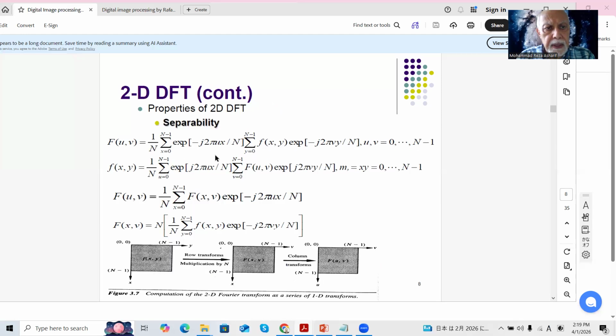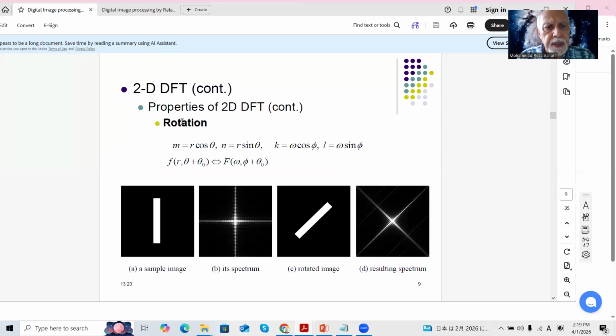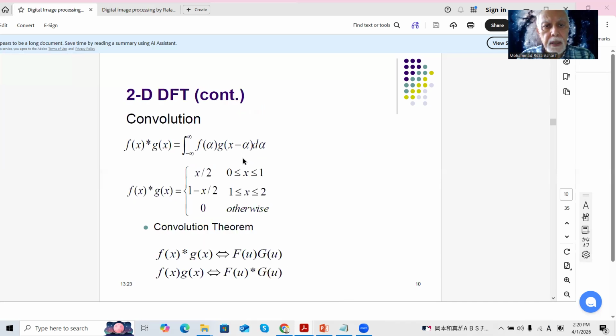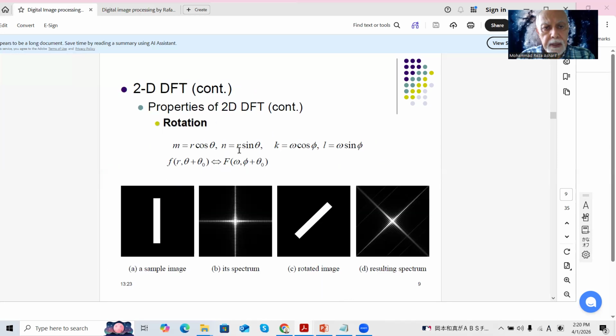And another property is rotation. Rotation is very important because if you have the original image like this, in polar coordinates r cosine theta, r theta, we have r theta. If we rotate by theta 0, for instance 45 degrees here, then the frequency domain also rotates by the same amount of 45 degrees.